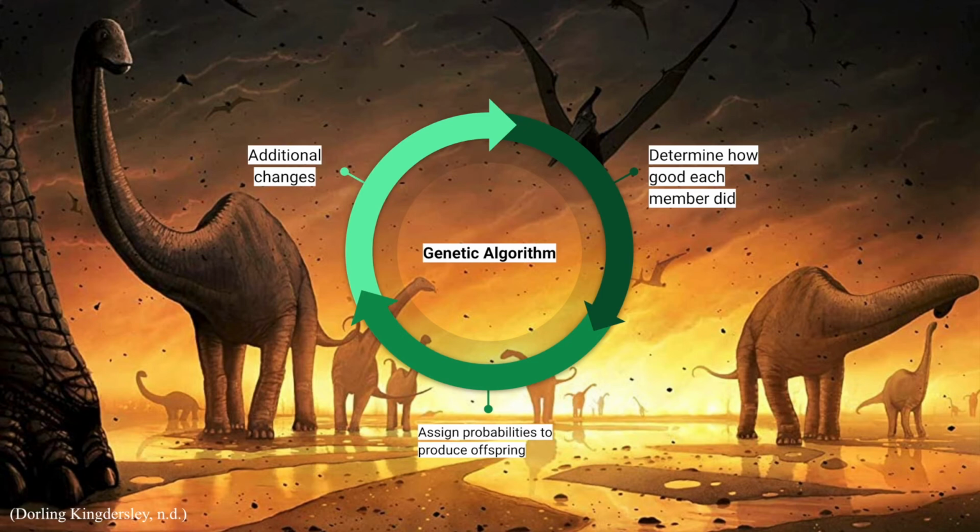But that's only one of many generations. You would loop through each generation over and over again, going through the same cycle, just trying to find the optimal solution in that given time.